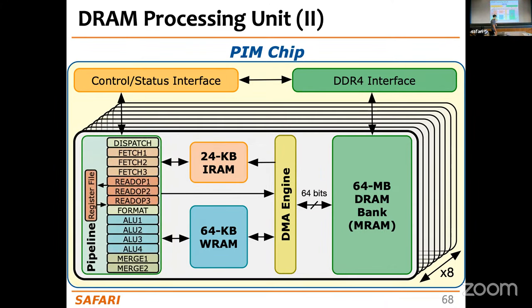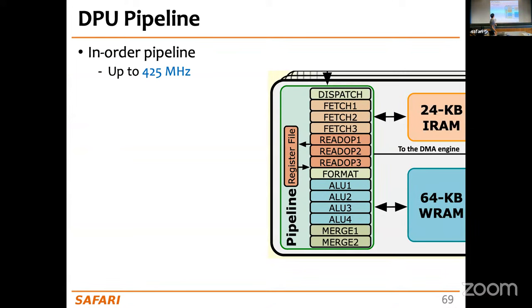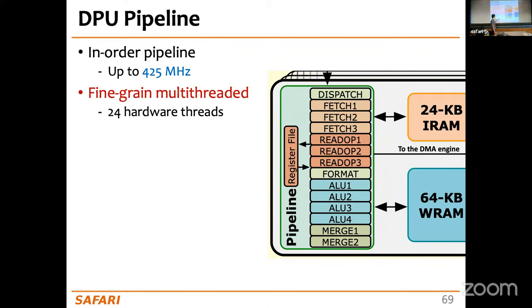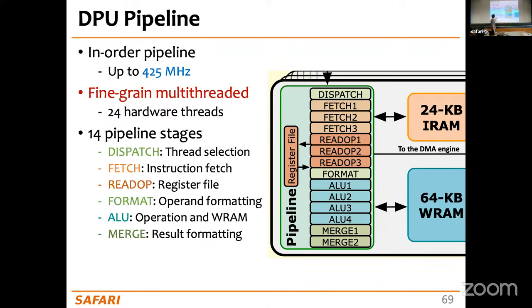And then we have this pipeline. The pipeline has in total 14 stages. In the most recent generation of the UPMEM DIMMs, I think it's not even 425, it's 450 megahertz maximum frequency that I have seen. This pipeline is fine-grained multi-threaded. I have a couple of slides about fine-grained multi-threading next, but let me first go over the 14 pipeline stages.